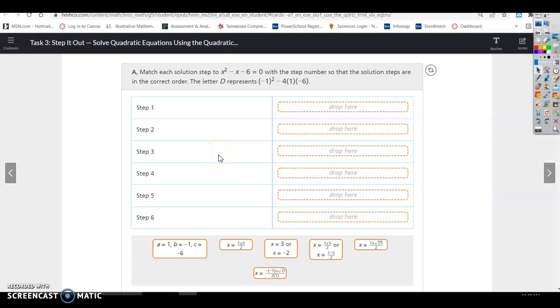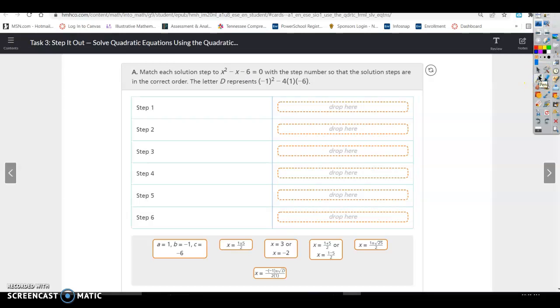All right, so let's see. In step 1, what do we need to do? Well, we need to identify our a, b, and c since it's in standard form so that we can plug this into the quadratic formula. All right, so let's go ahead and work this out ourselves first, and then that will give us a better idea of what steps we're looking at.